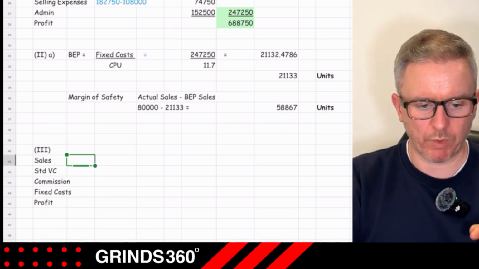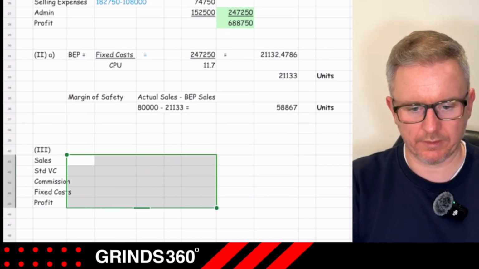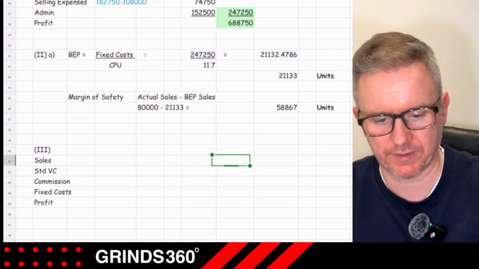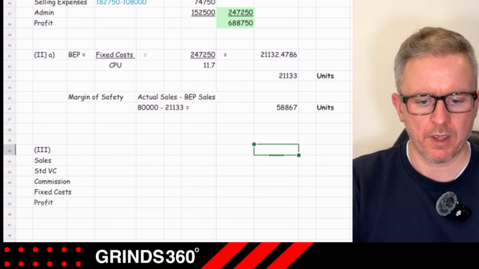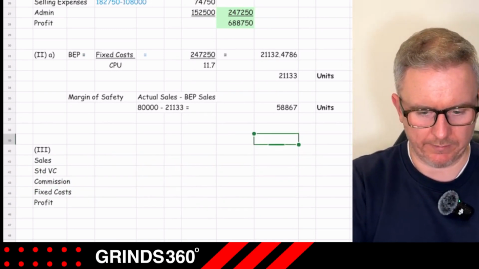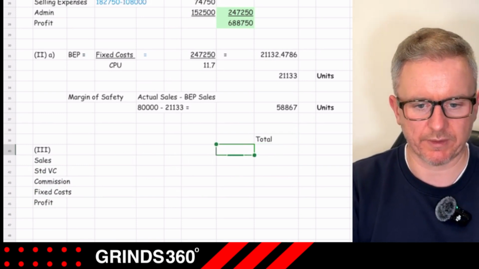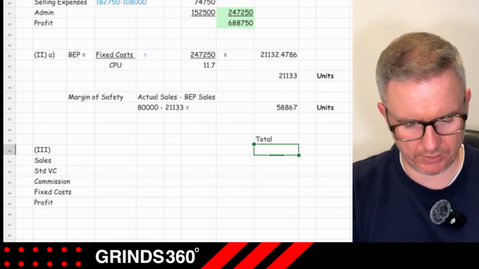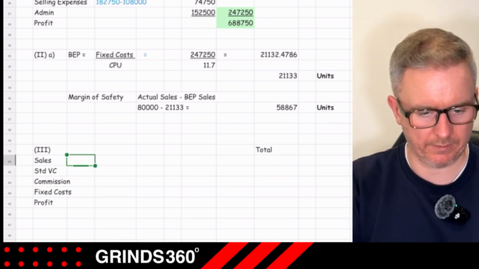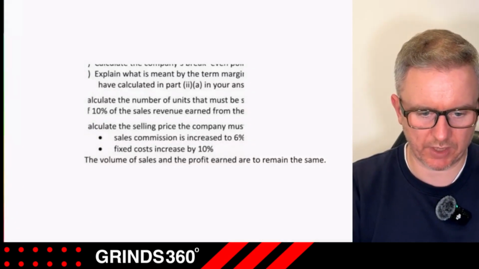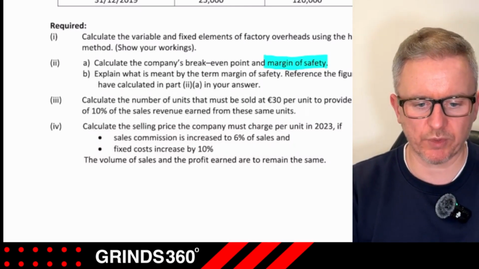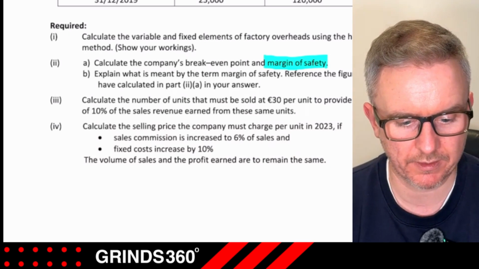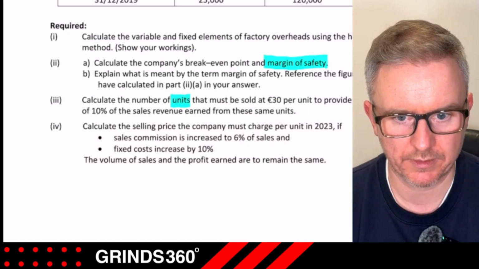So we put down our sales figure now. I'm going to highlight this part in blue because I'm going to show all the workings in here, and then we'll have our final figures out in this column, which we'll call our total column. We start off at our sales figure. What are we actually looking at here? Go back to your question and check what it's asking: calculate the number of units that must be sold. So the question is asking you for the units.